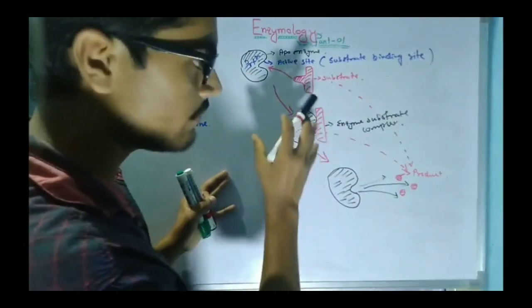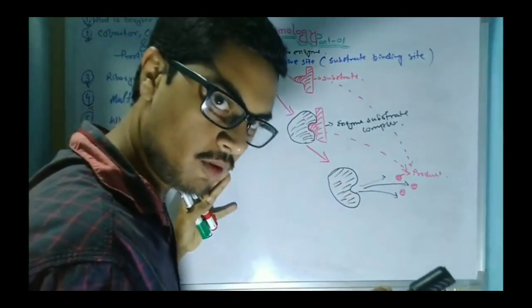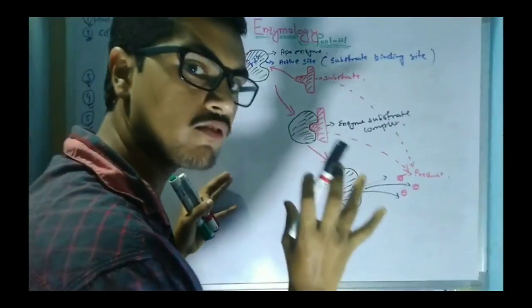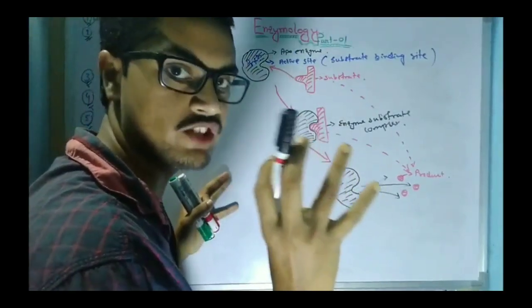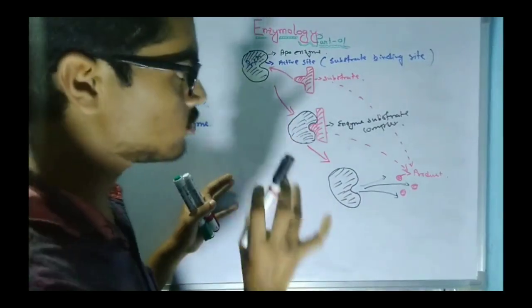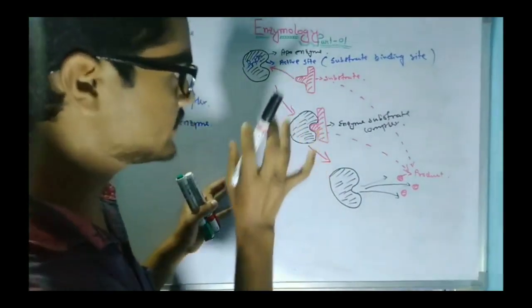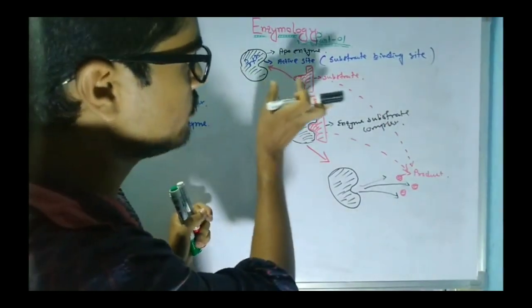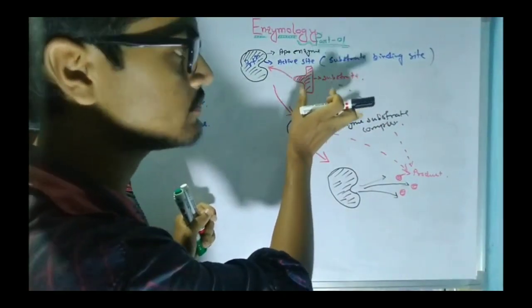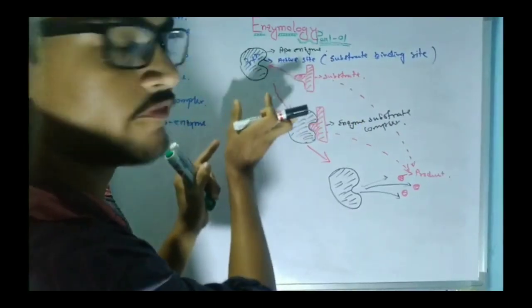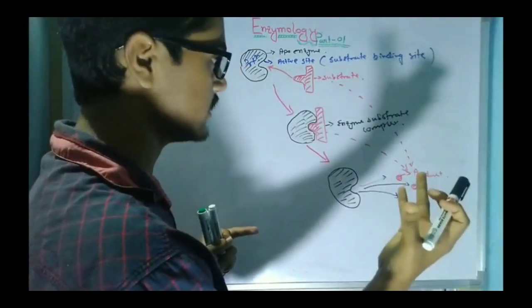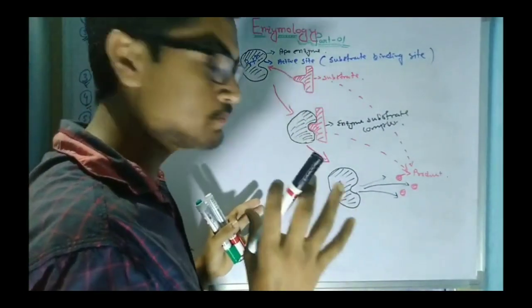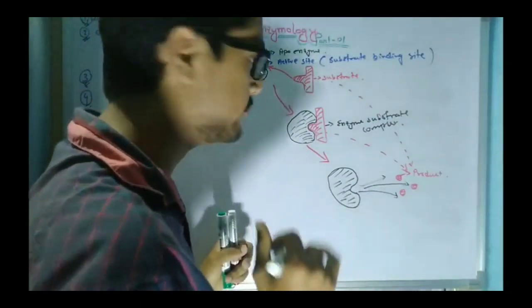So whatever the reaction may be, whatever the enzyme-substrate complex, whatever the product, the structural configuration of the enzyme will always remain unchanged. This is one of the most important characteristics of our enzyme. And also every enzyme is very specific for its substrate. That means one enzyme can bind with only some specific substrate, and this characteristic of the enzyme is known as enzyme specificity, which I will discuss in my upcoming video.